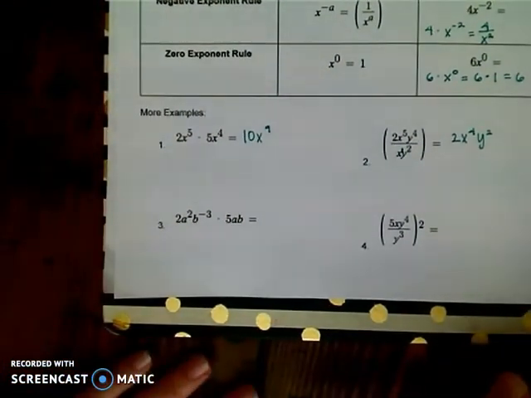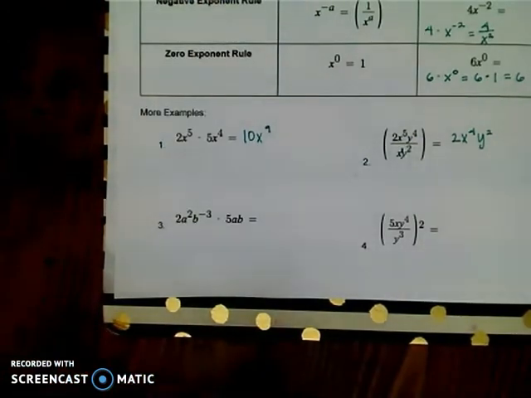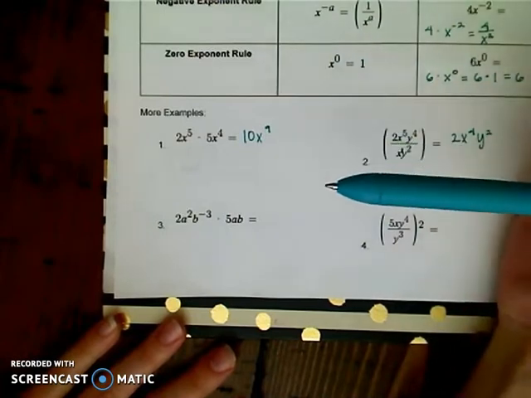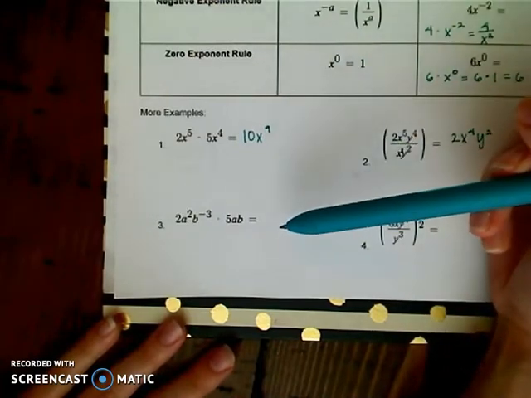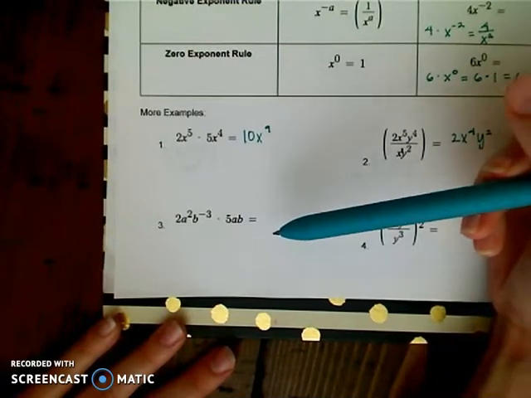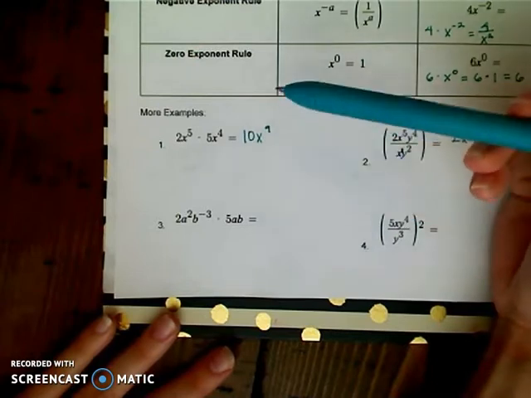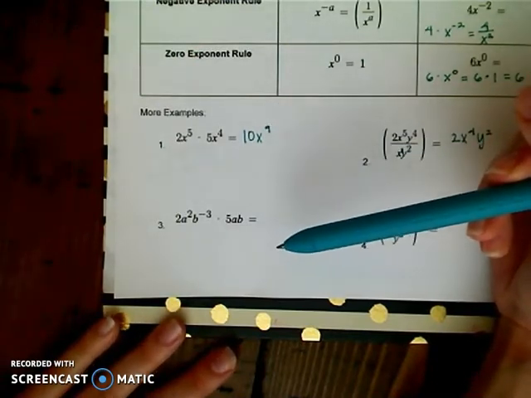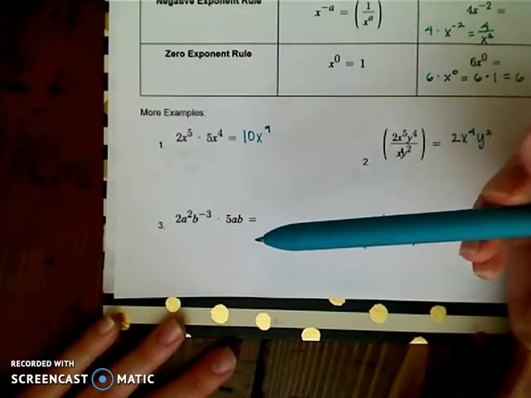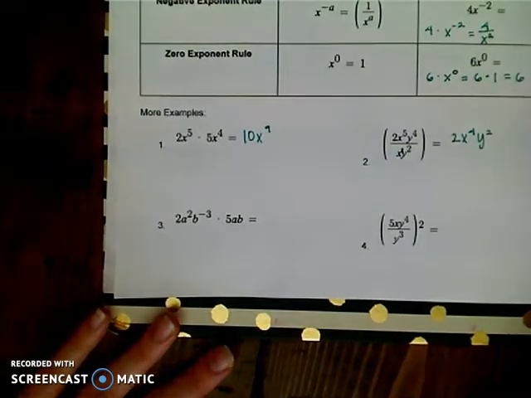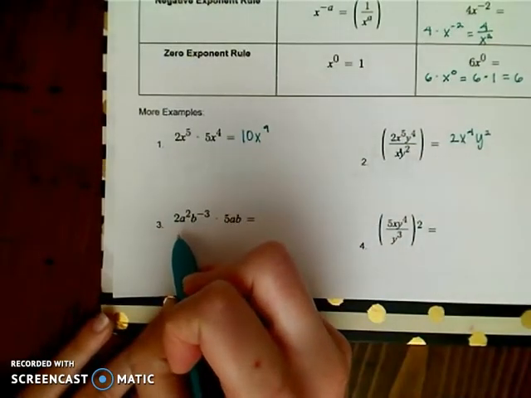Now when I first glance at this, I see a negative exponent, but I also see the product rule as well. Now it is up to you which rule you want to apply first. That is your choice. I honestly prefer to do the product rule before I fix the negative exponent, just so I only have to move things once at the end. All right, so I'm going to apply the product rule first.